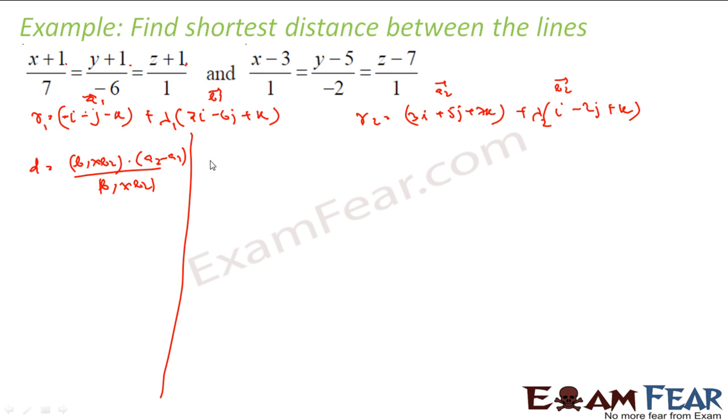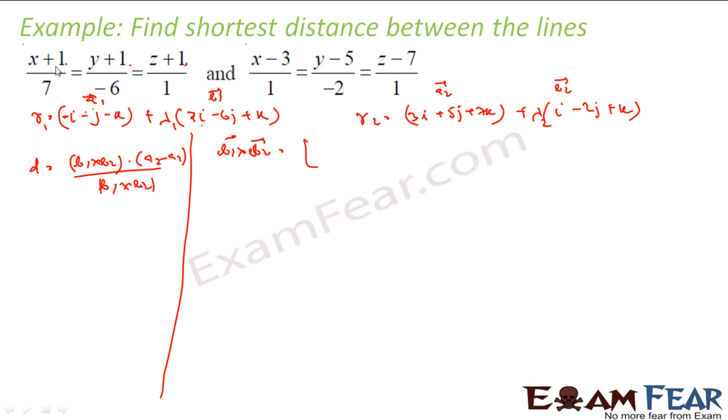So let's find these values. Let's find B1 cross B2, the same thing I did in the last example. Right. The first thing before doing this, make sure whether it is parallel or not. So we see that they are not parallel because B1 and B2 are not parallel. That means the lines are not parallel.